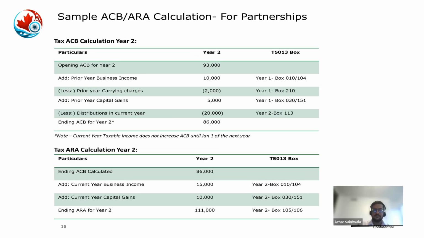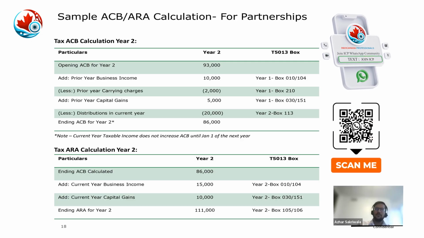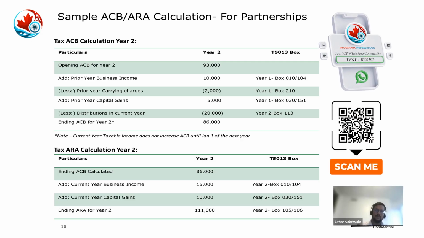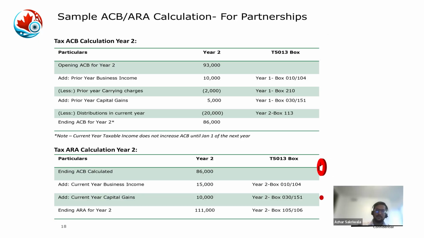So your at-risk amount would be 93,000, which is your ACB, plus the incomes that were earned during the year. For the second year, you start with your opening ACB, which is your cost base for the previous year. You need to add your prior year's business income and expenses, and you have to reduce the distributions for the current year. So that would give you the cost base for the second year. But from an ARA perspective, which is the at-risk amount, you start with your ending ACB and you add your current year business income and capital gains. So that will give you the at-risk amount calculated for year two.